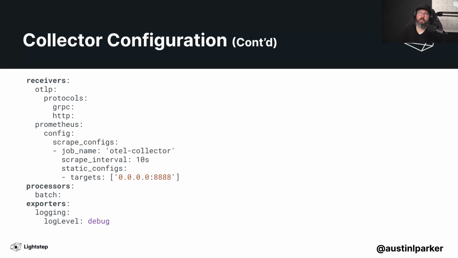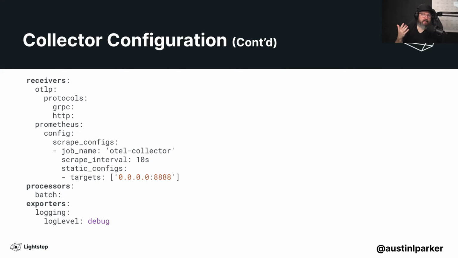This is an example of a collector config. So conventionally, people will build their config with receivers, processors, exporters, and then extensions. Extensions I didn't talk about, but those are things that extend the functionality of the collector, like adding in a health check or adding in some sort of debug endpoints. But generally you'll say receivers at the top, processors in the middle, exporters at the bottom.